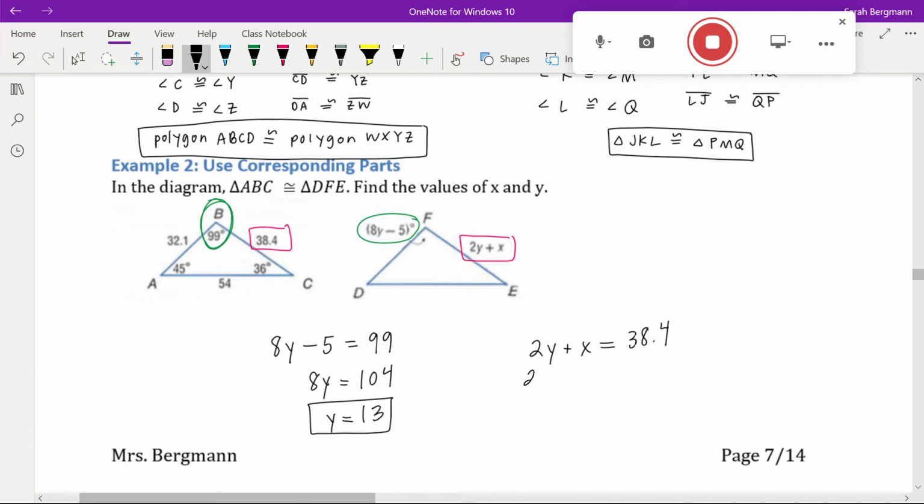Now that I have the value of y, I can plug it back in and use substitution in the second equation so that I'll only have one variable. So first I substituted in 13 for y, and then I multiplied 2 times 13 to get 26. Finally, subtract 26 on both sides to get 12.4 for x. Just as a refresher, you always want to look at your congruent statement to see what's corresponding.